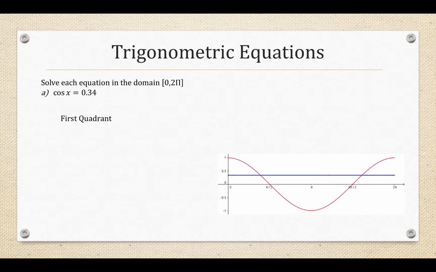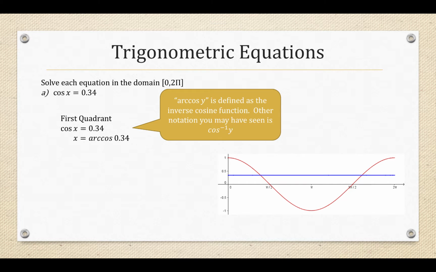So in our first quadrant, we're going to take cos x is equal to 0.34, and we're going to apply the inverse of the cosine. Now, arccos is defined as the inverse of the cosine function. Other notation that you may have seen is cos to the power of -1. This is how you would have seen it on your calculator. Now when we put that into our calculator, we get 1.224 radians.